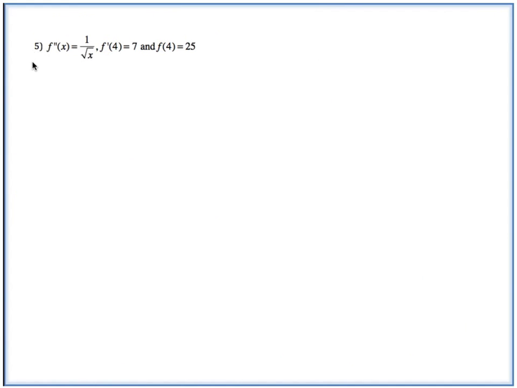All right, for problem 5, we have the same situation where we're given a second derivative and then an initial condition for the derivative and original function. So I want you to go ahead and try to find that f of x, that original function, and give it a try on your own. Go ahead and pause the video and come on back when you're done to check your work.